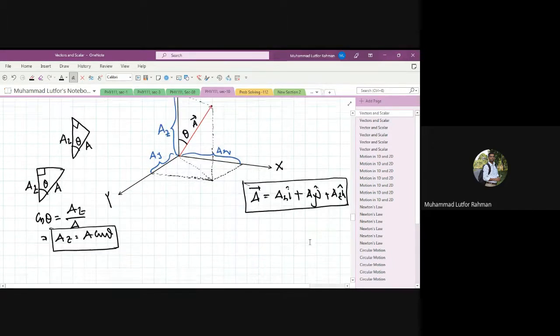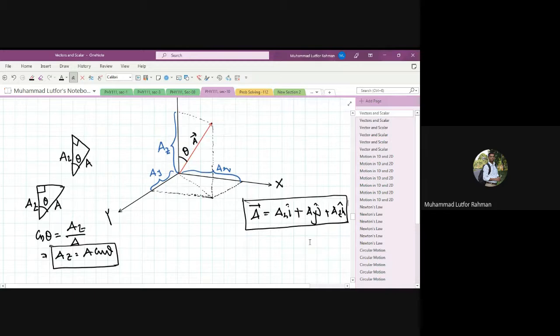All right, fine. So I found that AZ component. Now, look at this. I also have to find the AX and AY components, right? To find that, I know this angle is 90 degrees, right? This angle is theta. Then this angle would be 90 degrees minus theta.